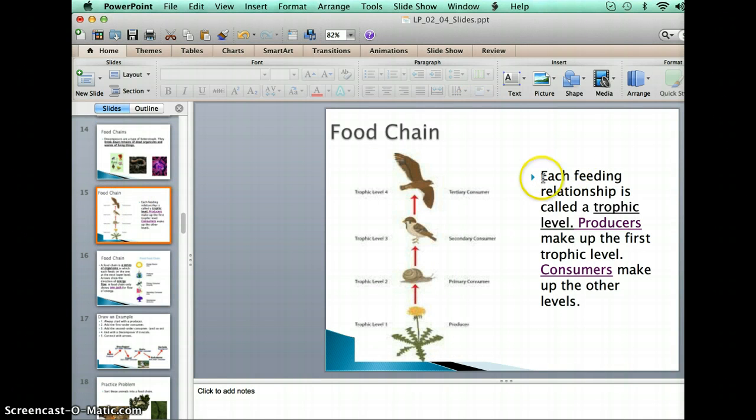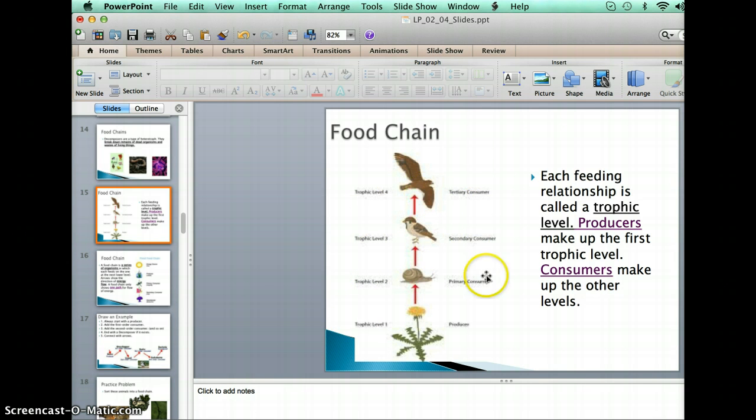Okay, so each feeding relationship, each relationship between two organisms, is called a trophic level. So producers, like in this picture, make up the first trophic level, trophic level 1. Consumers make up the rest of the trophic levels, and each one is numbered. So trophic level 2, trophic level 3, trophic level 4.